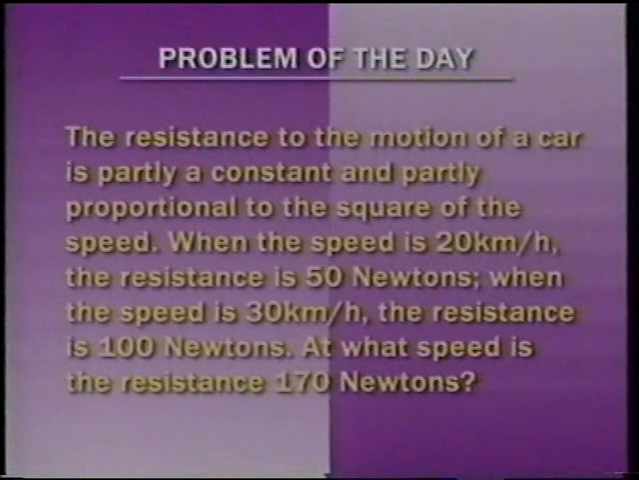The resistance to the motion of a car is partly a constant and partly proportional to the square of the speed. When the speed is 20 kilometers per hour, the resistance is 50 newtons. When the speed is 30 kilometers per hour, the resistance is 100 newtons. At what speed is the resistance 170 newtons? And that is the problem of the day.